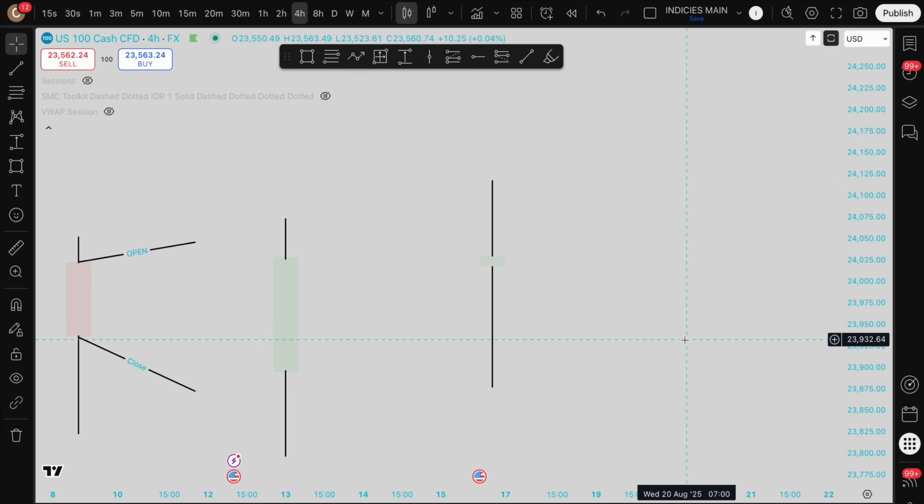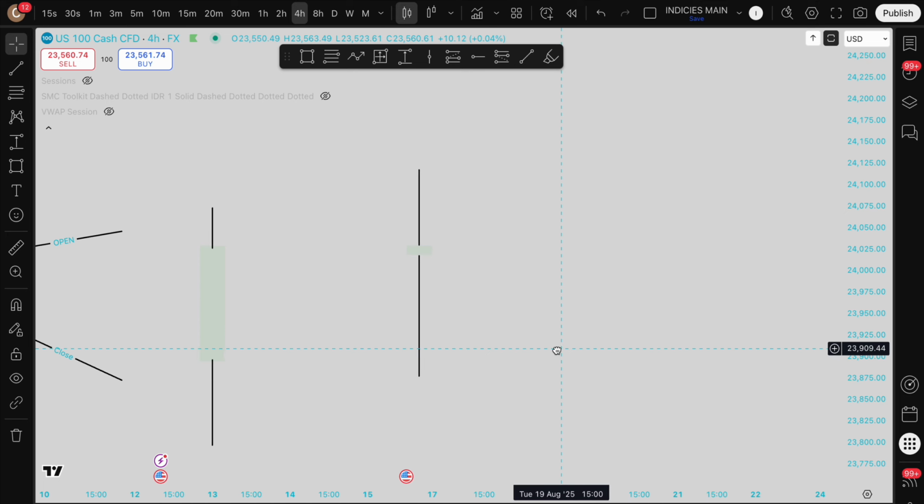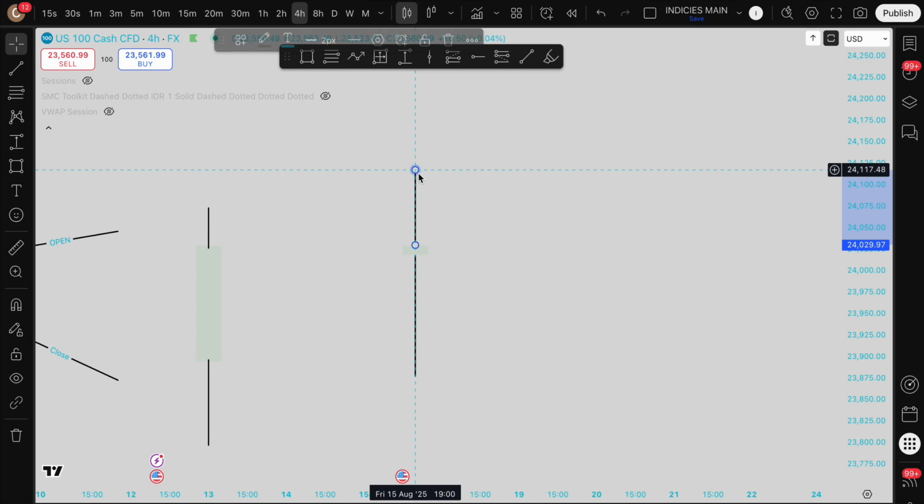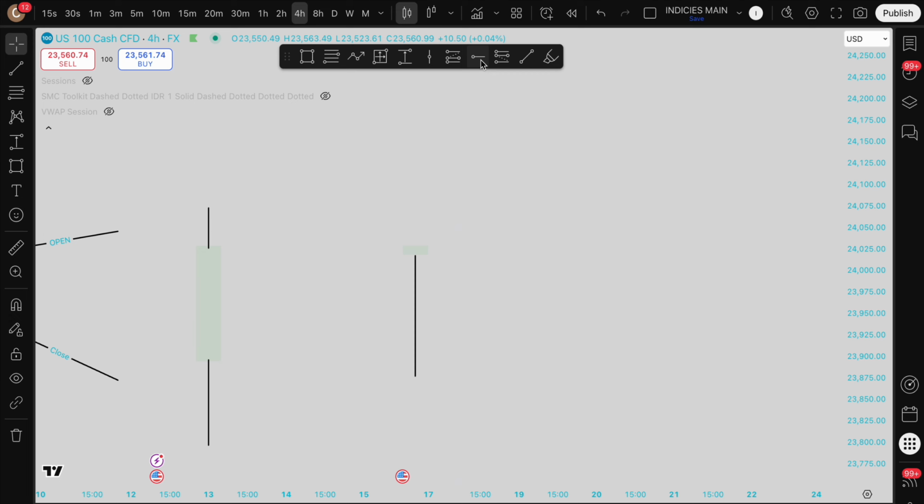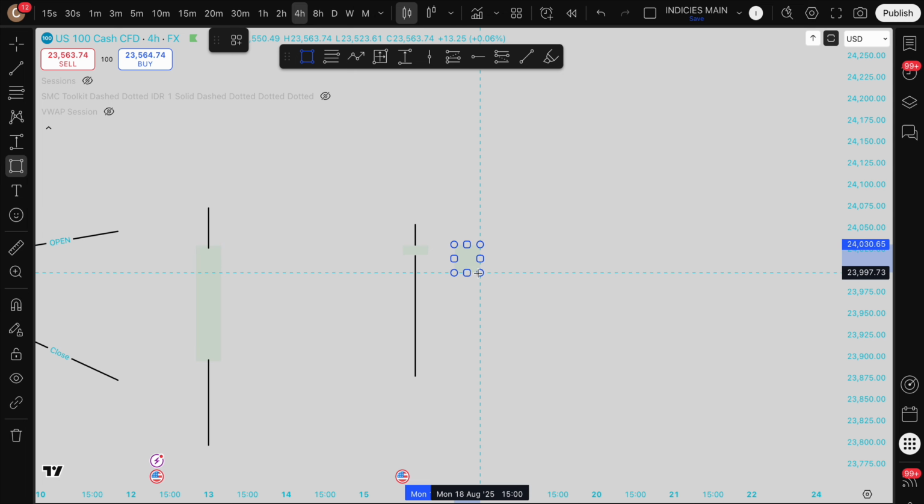So these are just key markers that you need to worry about. And these can come in all different shapes and sizes, as I said before. It can be like that, it can be just a little wick to the upside and a big wick to the downside, whatever. Likewise, the polar opposite, if you've got a bearish one, same thing.